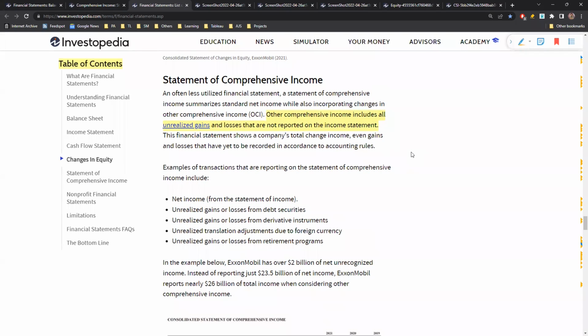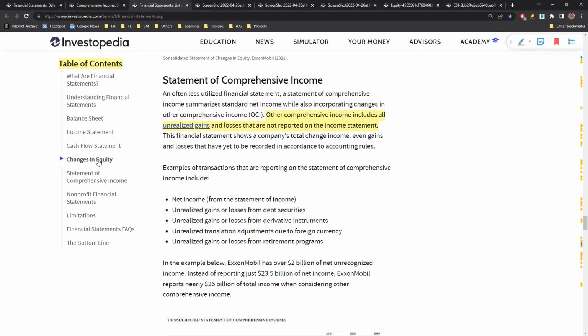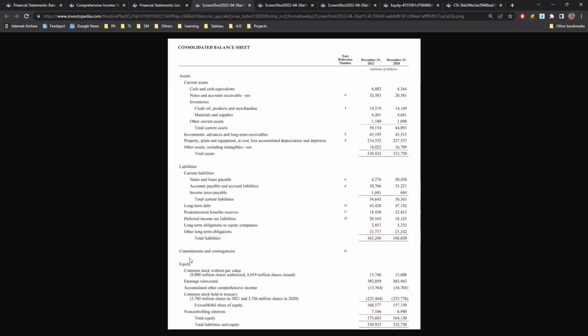So first of all, before I get into comprehensive income, a quick recap. Previously we have covered income statement, balance sheet, and a cash flow statement, right? So this is a quick snapshot of the balance sheet for the company that we are looking at, ExxonMobil. We have assets, liabilities, and there is a term called equity, right? One of the statements we are about to look at, changes in equity, talks about this particular element. We'll talk about that in detail when we get there.